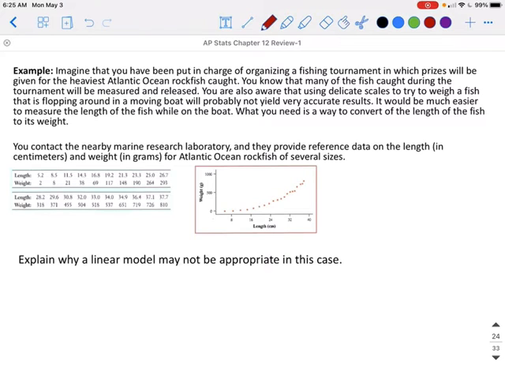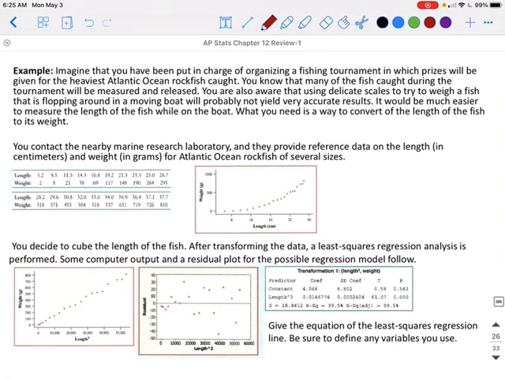So if you look at the graph of this data, you can easily see that there is a curved line to this data. There is a clear curvature evident in our scatter plot, so a linear model would not be appropriate. You decide to cube the length of the fish. After transforming the data, a least squares regression analysis is performed. Some computer output and a residual plot for the possible regression model follow.